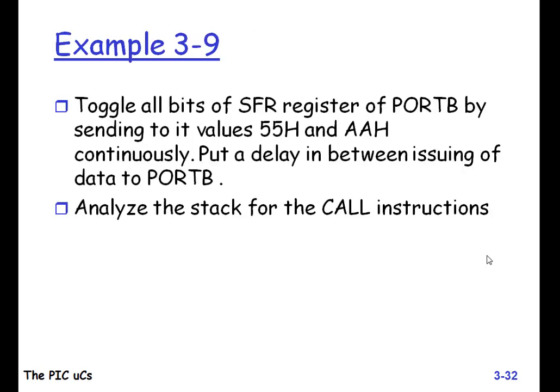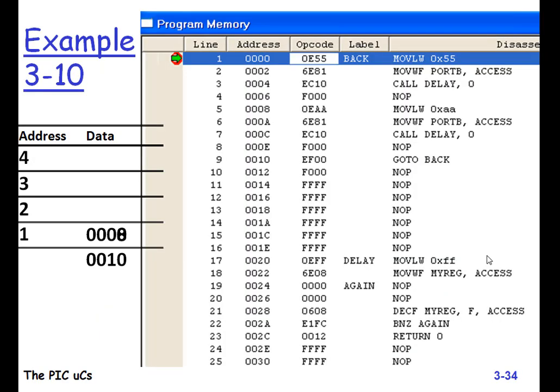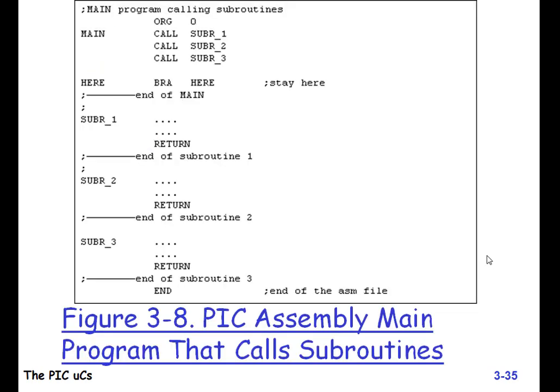In this example, we will toggle all the bits of the special function register for port B by sending the values 55H and AAH, continuously putting a delay in between issuing data to port B. So by analyzing the stack for the call instruction, there is a solution of this example. Try to solve it yourself and then compare it with the solution. The solution is explained in MicroC mode.